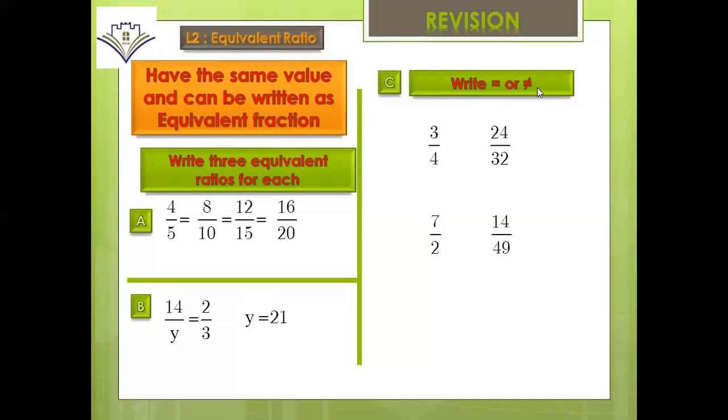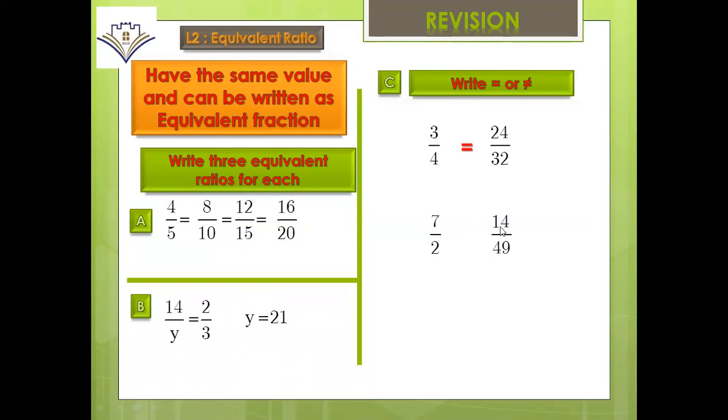The next is write equal or not equal. 3/4 and 24 over 32. Look here. 3 became 24. 3 multiply what? 3 multiply 8 equals 24. Then 4 multiply 8, is it 32? Yes, 4 multiply 8 is 32. Then both of them are multiplied by 8. Then it's equal.